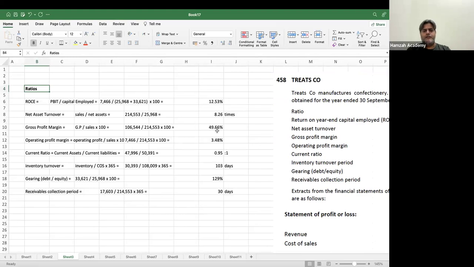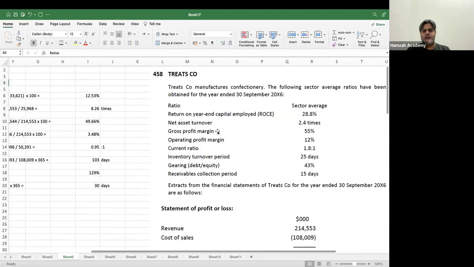49.66% is almost making it up to the industry average, right? Overall, this is slightly below the market average. This is not surprising, as the treats company sells goods to the supermarkets, which are likely at lower margins than goods directly sold to the public.